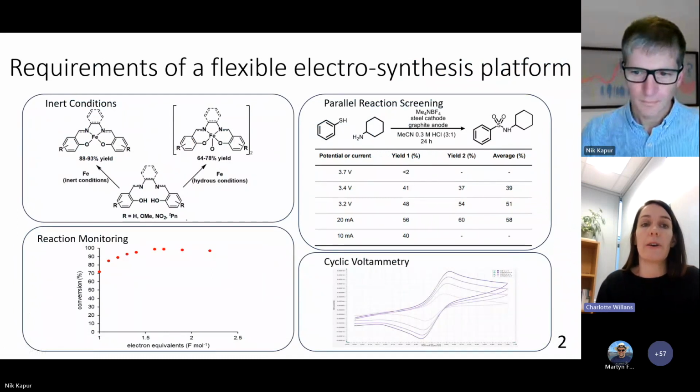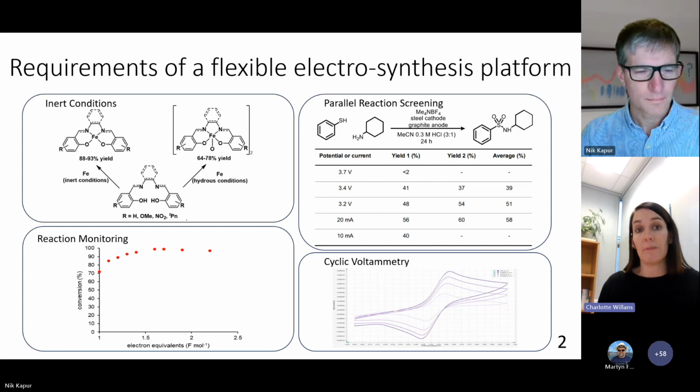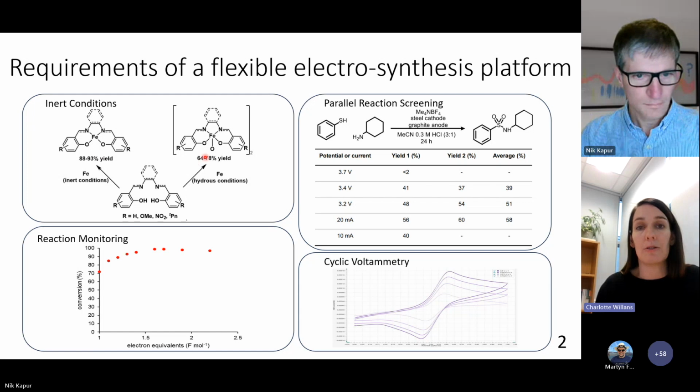Looking at some of those requirements, a lot of our chemistry is air sensitive. We need to do chemistry under inert conditions. As an example, in that top left hand box, you can see the formation of iron complexes. On the right hand side, the reaction is done under aerobic conditions and we access iron 3 complexes. But if we can eliminate air from that reactor, electrochemically we can form iron 2 complexes.